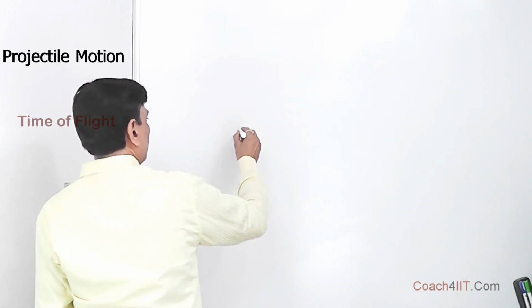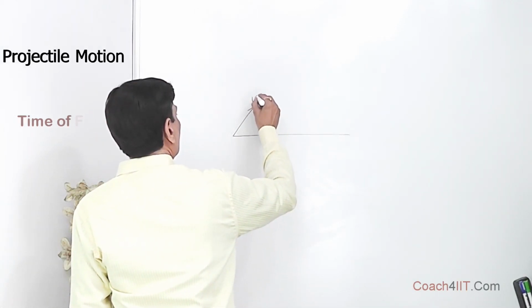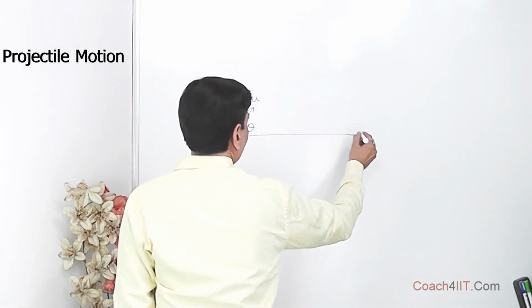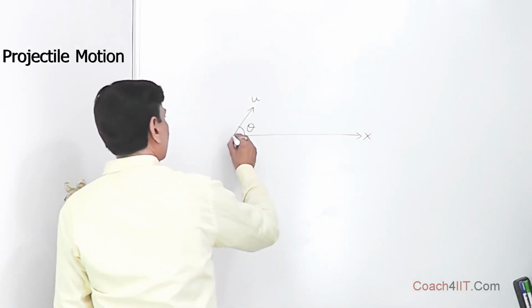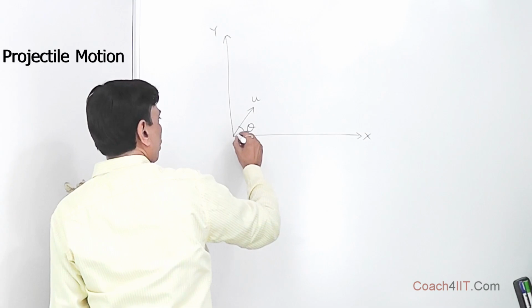Now for projectile motion, let's take a simple case where our body has been projected from the ground with the velocity u, making angle theta with the ground. Let's take this as the x-axis and this as the y-axis. So the body goes from here to here.